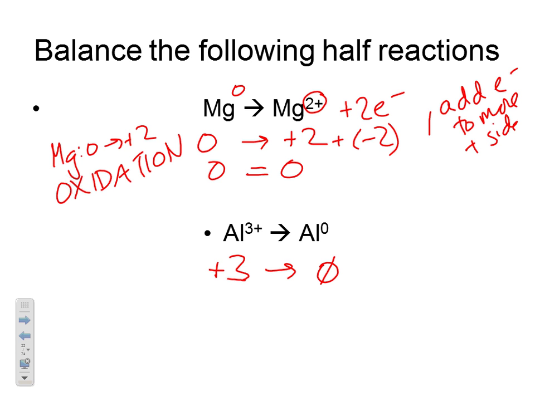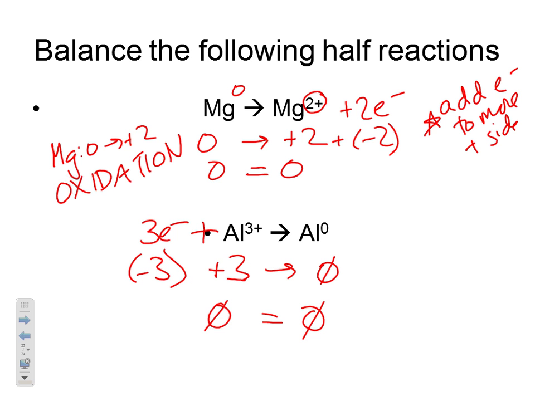I want to add my electrons to the more positive side in order to make it more negative, to sort of meet the more negative side. So if I add 3 electrons over here on this side, now I have a -3 plus a +3, which is equal to 0, and I do have the same charge on both sides. So I do have this balanced half reaction, which is good, which is what I want.